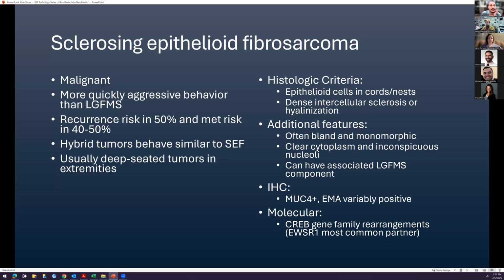Which makes sense. Most often these are deep-seated tumors, but what you're looking for histologically is epithelioid cells in either nests or cords within a dense intercellular sclerosis or hyalinization.